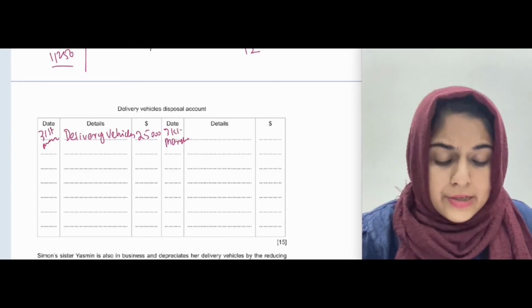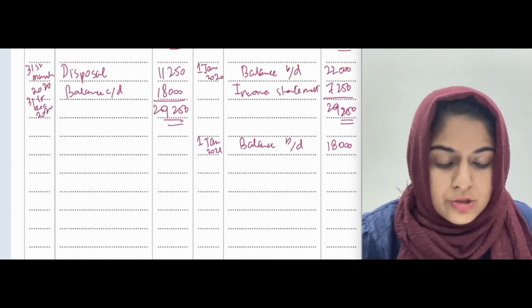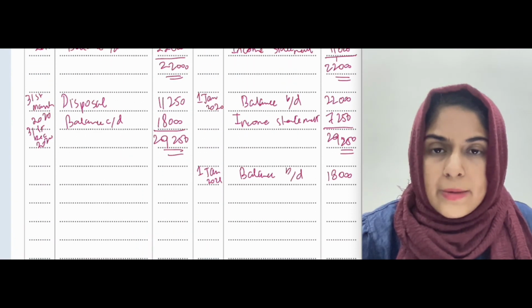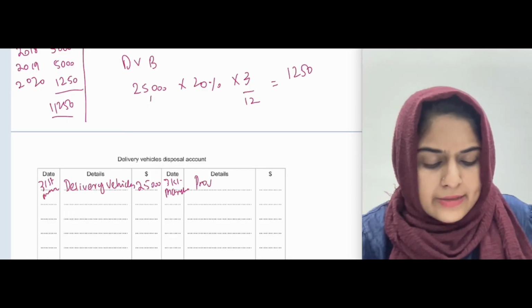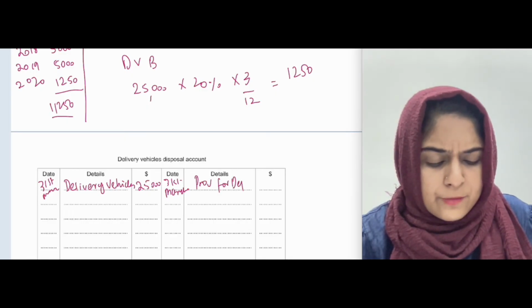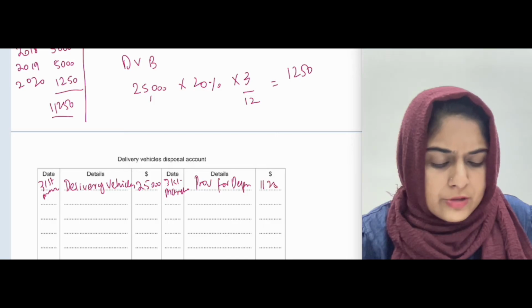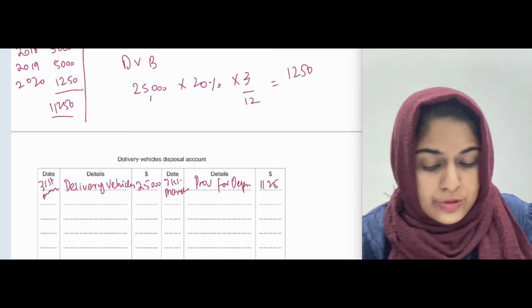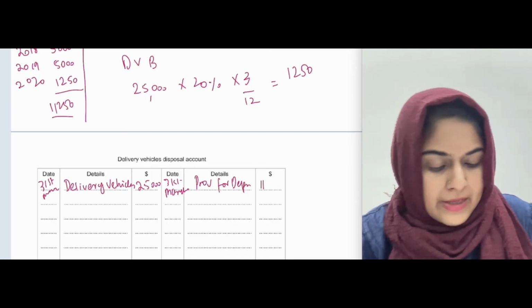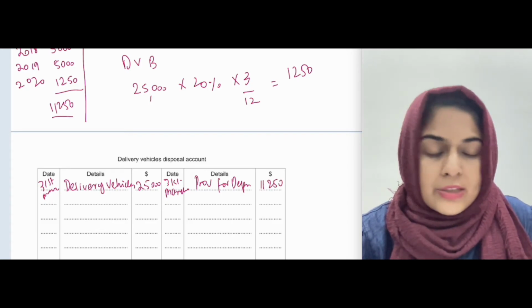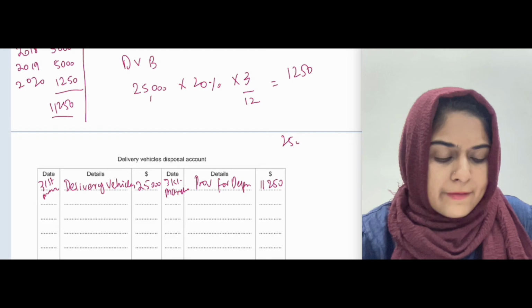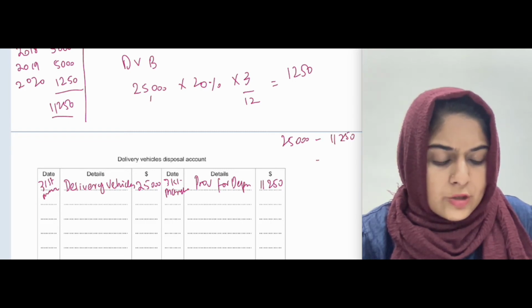And for the provision for depreciation account, I wrote disposal on the debit side, that is 11,250. That was the accumulated depreciation on the asset that we disposed of. So I'll write provision for depreciation and I write 11,250. Now if you notice, यहाँ पे क्या हुआ हमारा, the net book value of our non-current asset on the date of disposal is basically 25,000 minus 11,250, the answer to which is 13,750.